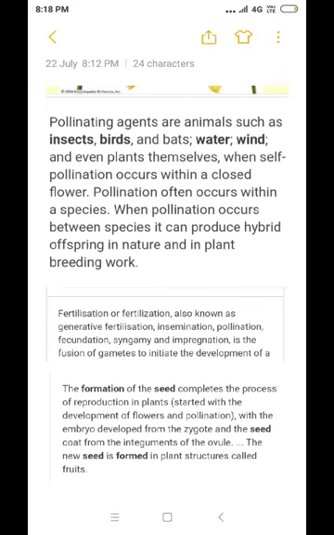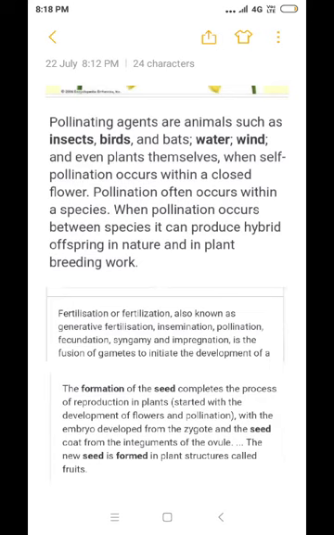Step number two: the pollen tube carrying male gametes enters the ovule where the egg cell is present. Finally, the male gamete fuses with the female gamete. This completes the process of fertilization. Now the last step is the formation of seed.